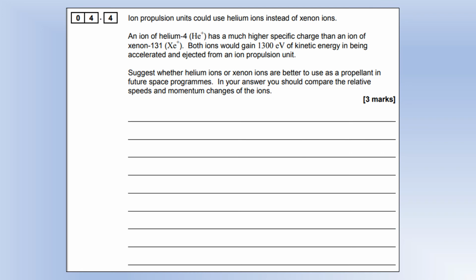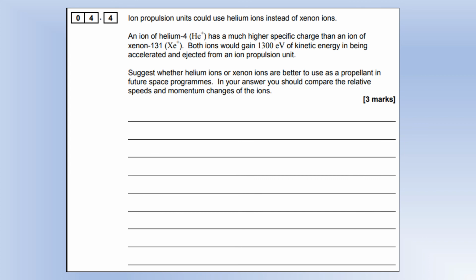So an ion propulsion unit could use helium ions instead of xenon ions. An ion of helium 4 has a much higher specific charge than xenon 131, but both ions would gain 1,300 electron volts of kinetic energy in being accelerated and ejected from the ion propulsion unit. So they've got the same kinetic energy. Suggest whether the helium ions or xenon ions are better used as the repellent in future space programs. Your answer should compare the relative speeds and momentum changes of the ions.